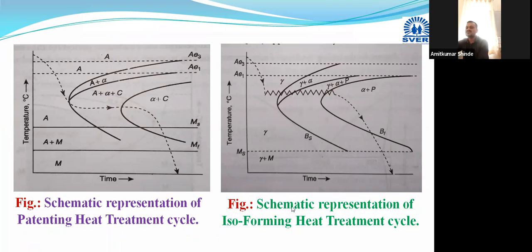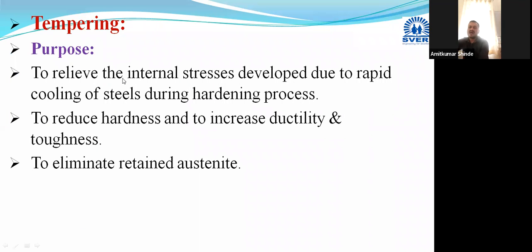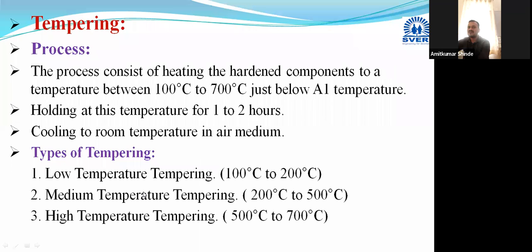This is termed as isoforming. After hardening, there are internal stresses due to rapid quenching or rapid cooling, which may cause cracks or failure of the component. To eliminate those internal stresses by increasing ductility and toughness and reducing the hardness, the tempering heat treatment process is conducted. Another aim of tempering is to eliminate the retained austenite, and tempering is done by heating.